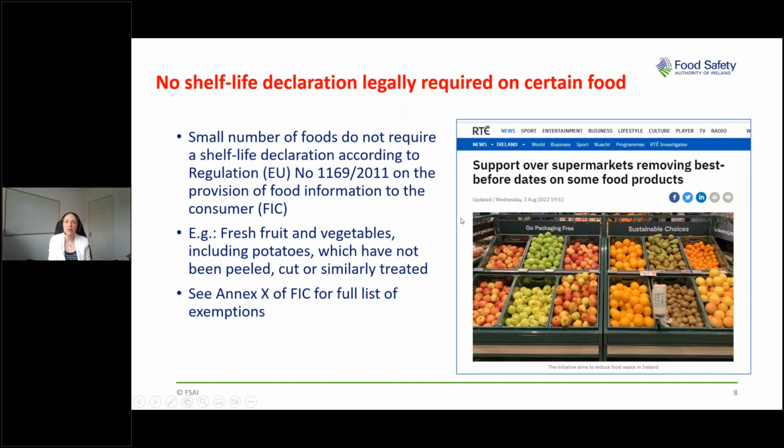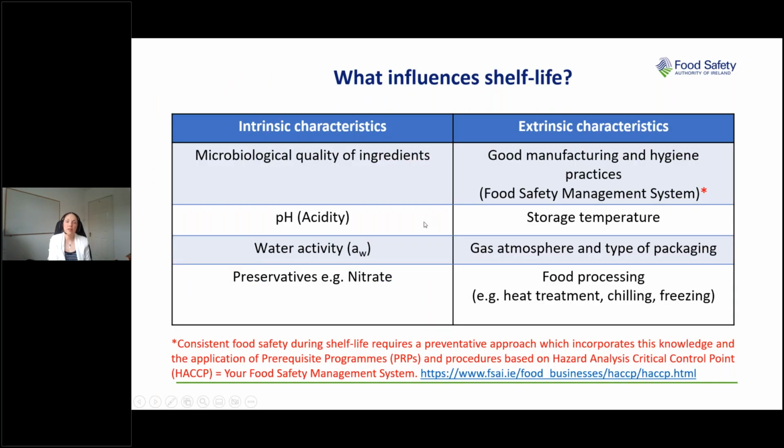There are a small number of foods that do not require any shelf life declaration at all, and this is set down in the legislation on labelling called Food Information to the Consumer, or FIC. So in Annex 10, there's a full list of food that's exempt from date marking. An example is fresh fruit and vegetables, including potatoes, which have not been peeled or cut or similarly treated. You might have noticed in the media recently, there has been some interest in some of the larger supermarkets removing best before dates on their fresh fruit and vegetables. But this is actually not legally required, and a lot of the supermarkets are moving towards this to reduce food waste.